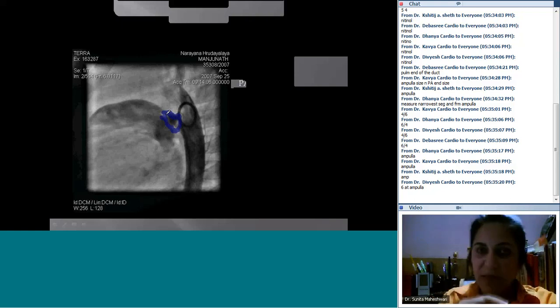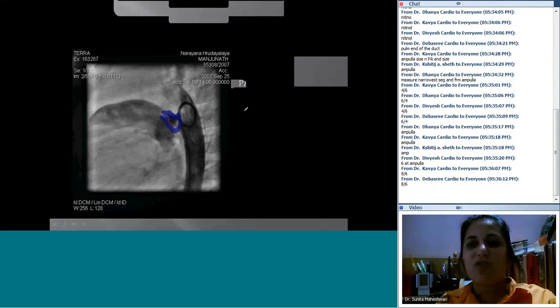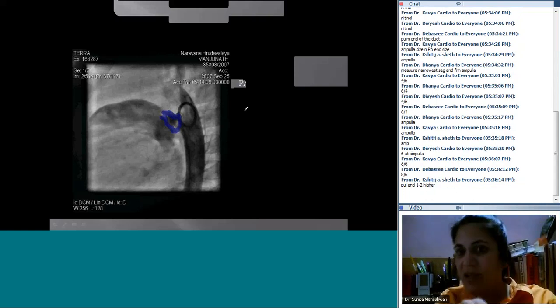So you are saying 8.6, okay. So you would take an 8.6. Now in this particular patient, would anyone put an 8.6 in? Let us say the ampulla is 6 mm, but the pulmonary artery end is 4 mm. Would you put an 8.6, or would you still put a 6.4?